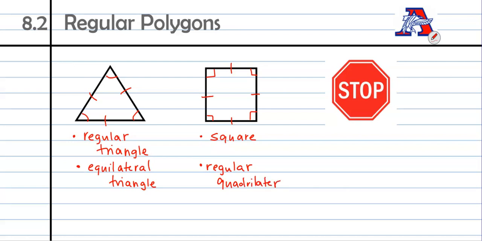Okay, and then the last one, we could call it a stop sign. Not a very technical term, but I'm gonna write it down anyway. A stop sign has 1, 2, 3, 4, 5, 6, 7, 8 congruent sides, and it also is going to end up having 8 congruent angles. So a stop sign is an example of a regular octagon.